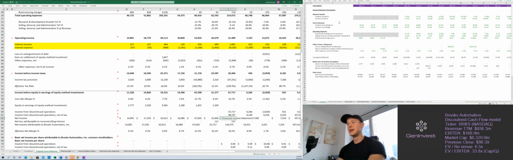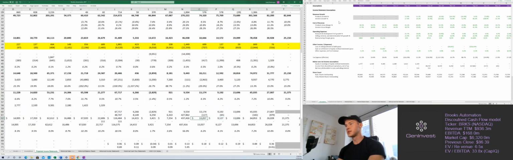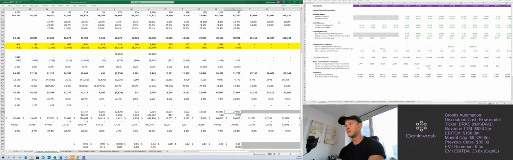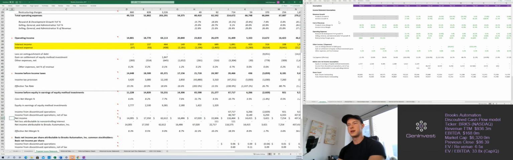Then we've got net income here. So this is net income after we account for discontinued operations. This was the sale of the cryogenics business, which is why we have this crazy net of tax number down here. But generally moving forward, it's a less and less important part of the business. We're just going to assume that income from discontinued operations is a flat zilch.